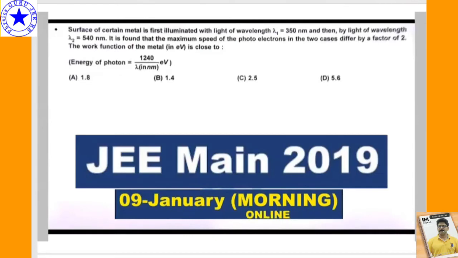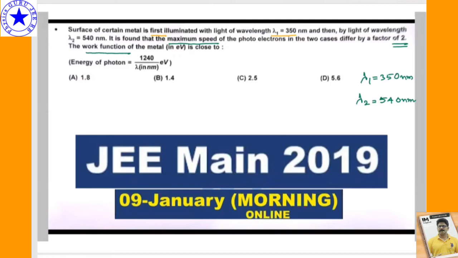By careful observation, the surface of a certain metal is first illuminated with light of wavelength lambda 1 equals 350 nanometers, right? Then by light of wavelength lambda 2 equals 540 nanometers. It is found that the maximum speed of photoelectrons in the two cases differ by a factor of 2. What is the work function of the metal?